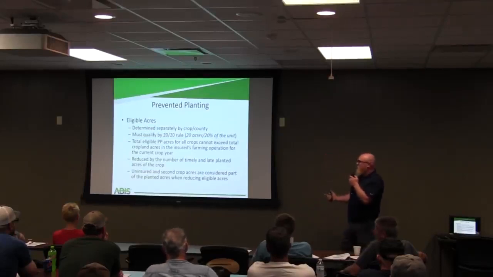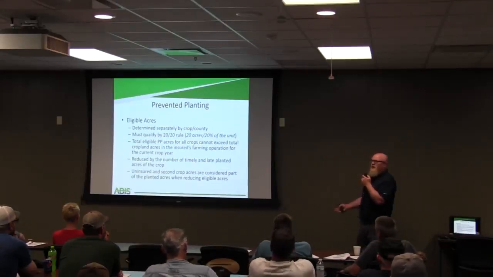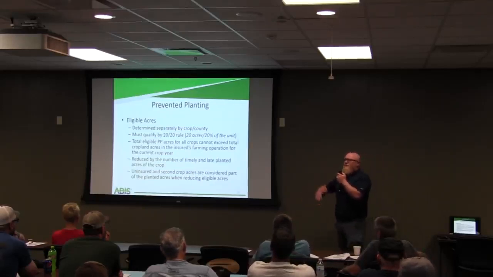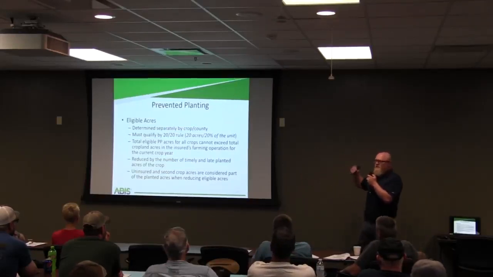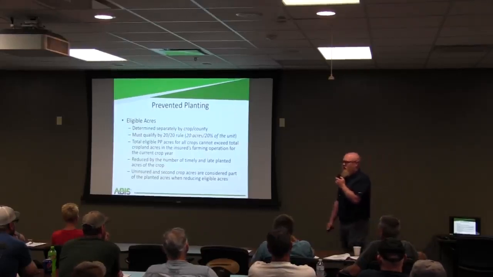Uninsured and second crop acres are also considered part of the planted acres. So we've had situations in the past where that's come into play and knocked folks out of qualifying for prevented plant because they actually had some first crop corn that flooded out, then they planted second crop uninsured soybeans, so that lowered their number of eligible acres that would qualify and knocked them out of a prevented plant payment.